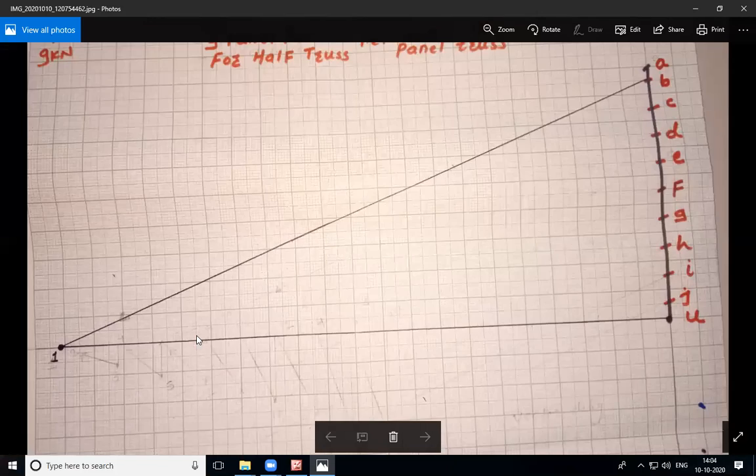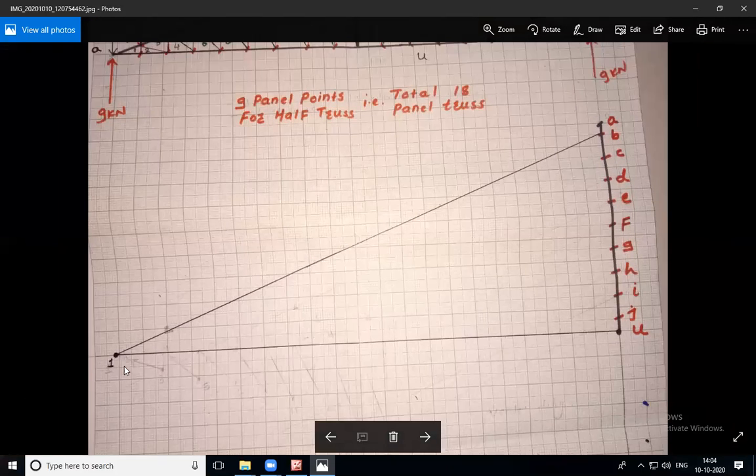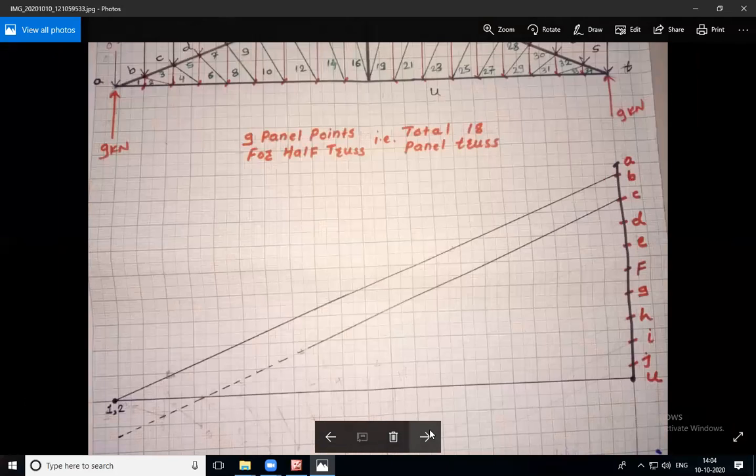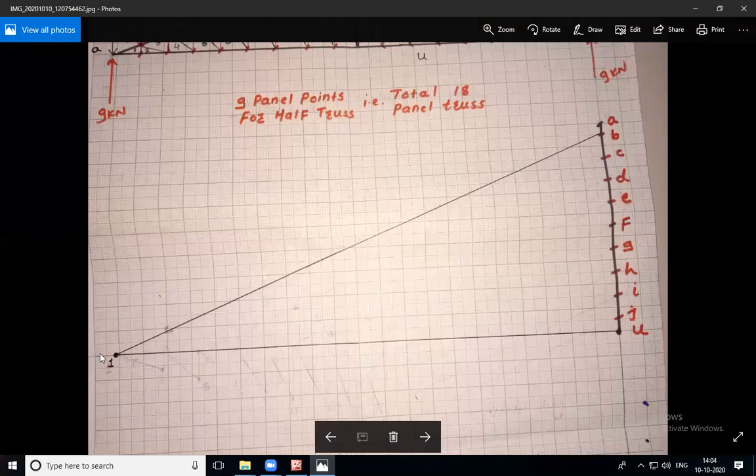We will again understand why 1 and 2 are at the same point when we locate points 3, 4, 5, 6. Right now we can say that points 1 and 2 are at the same point. So locate the point 2 here. The point 2 is located here.